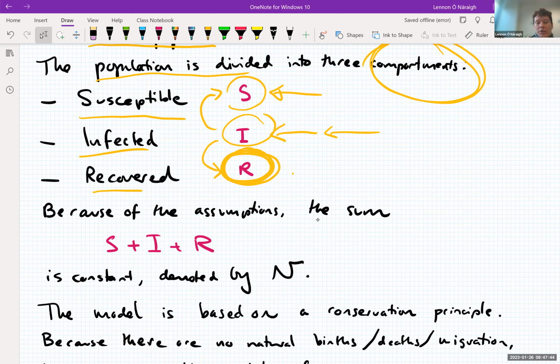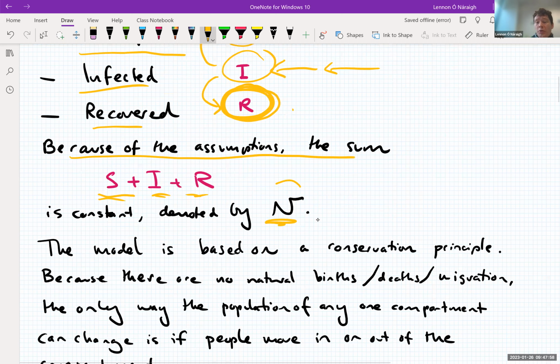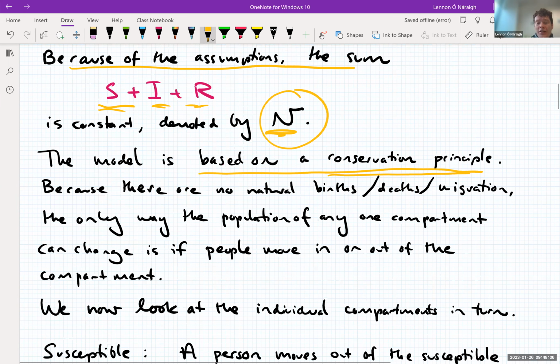So because of these assumptions, this sum, S plus I plus R, is constant, because natural births and natural deaths are not important, and there's no migration. So this is constant, and we denote this by big N. This big N now will be the total population. So the model is based on a conservation principle, like what I mentioned in the first seminar.